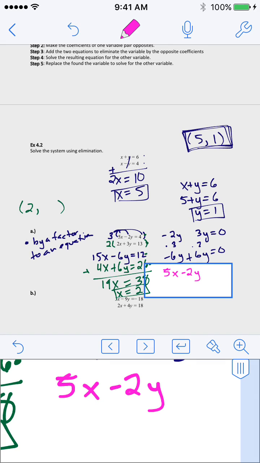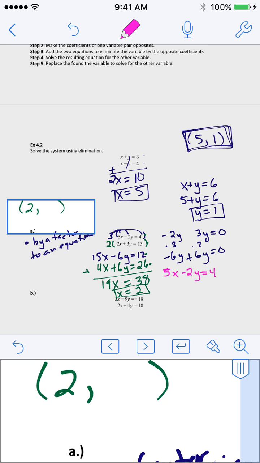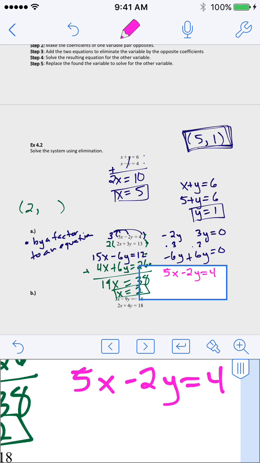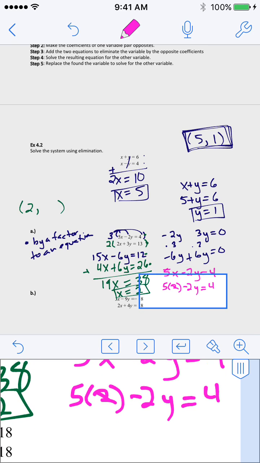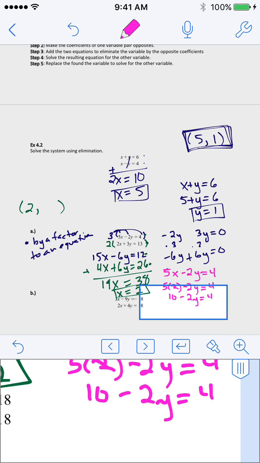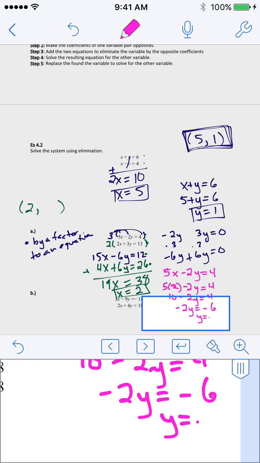5x minus 2y equals 4. I now know that x equals 2. So 5 times 2 minus 2y equals 4. In other words, 10 minus 2y equals 4. Subtract that 10 over, you get negative 2y equals negative 6, or y equals negative 3. Nope, I'm sorry, y equals positive 3.